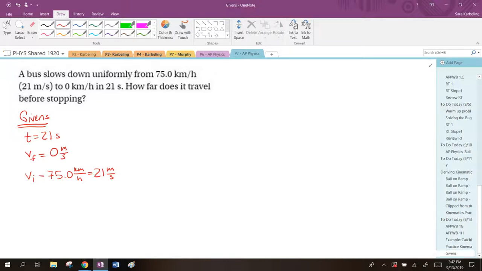That's it. What's my unknown? Displacement. Delta x. Okay. Generally in kinematics problems, you've got four things. So you have to find the equation that you have written down that includes all four of those things. Which equation do we have that includes all four of those things? The one that we just wrote down, right? Absolutely. So that one was delta x is equal to 1/2 (VF plus VI) times time.